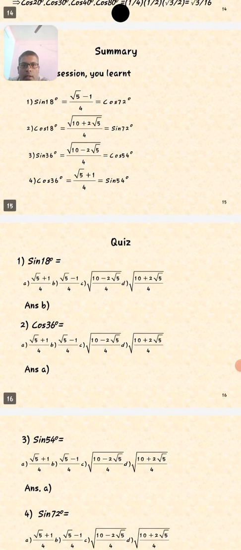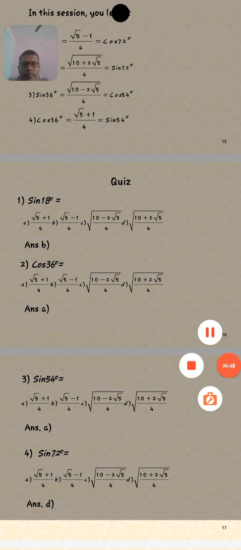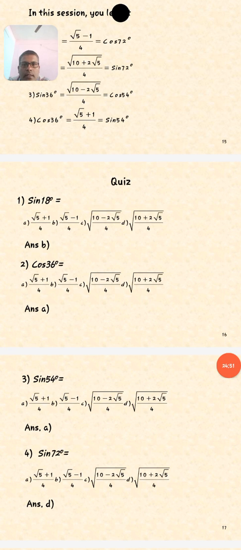Okay, now we see the quiz. Sine 18 degrees is equal to what? What is the value of sine 18? Option A is root 5 plus 1 by 4. Option B is root 5 minus 1 by 4. Option C is square root of 10 minus 2 root 5 by 4. Option D is square root of 10 plus 2 root 5 by 4. That is option B. The answer is root 5 minus 1 by 4.